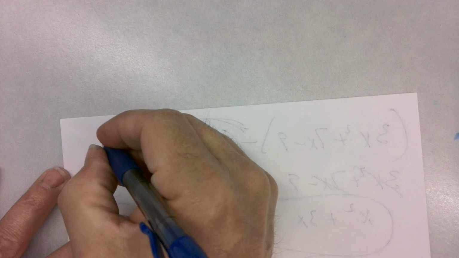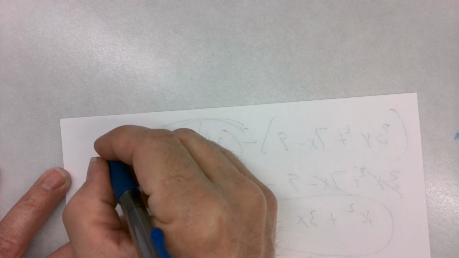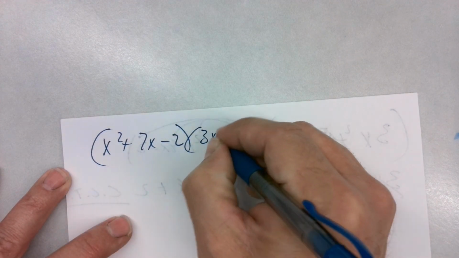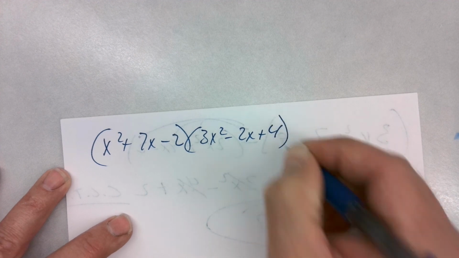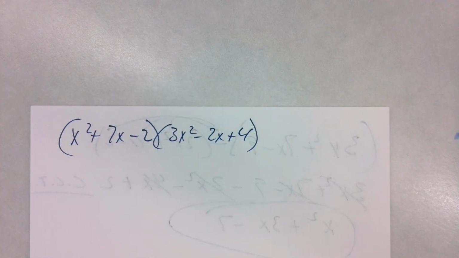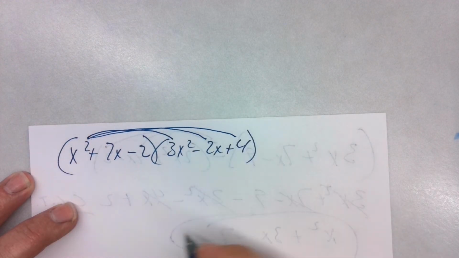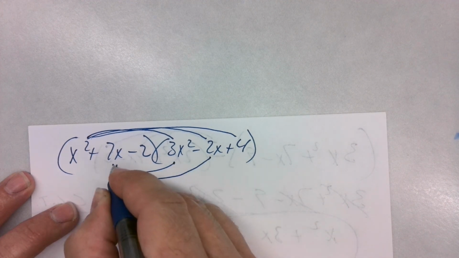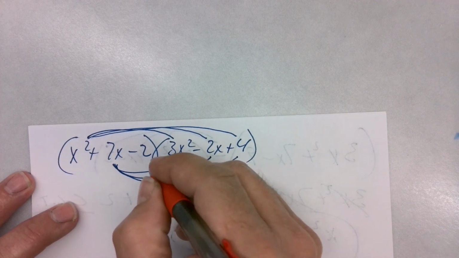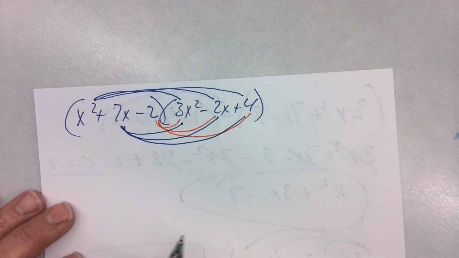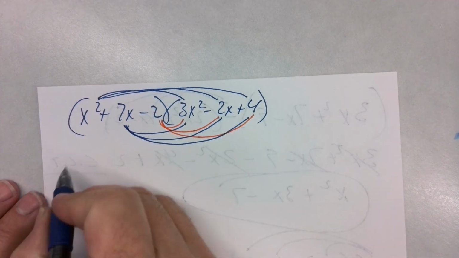Alright, so let's say I got this. I went with x squared plus 7x minus 2 times that by 3x squared minus 2x plus 4. Okay? So now I am going to basically FOIL. Just remember I've got that extra middle term, right? So I'm going to go there, there, and there. Then there, there, and there. And then I'm going to do that one, and that one. Correct? So somebody talk me through the x squared ones.